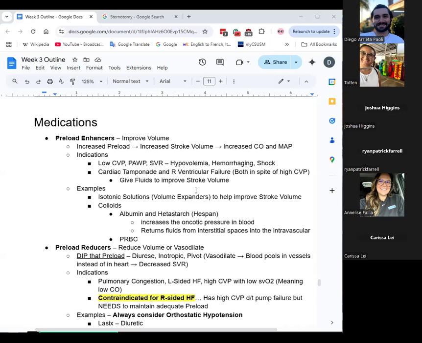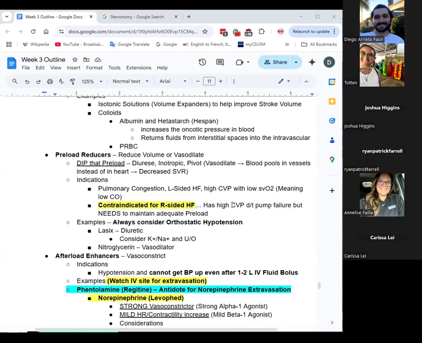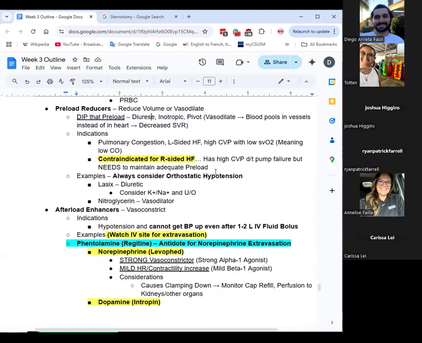We know our preload enhancers. They're essentially just more fluid. Robbins mentioned it too. Robbins is pretty good with his lectures, and a lot of times he's very specific on what he wants. Also, I made my own mnemonic because I didn't know what he meant by park, so I just made my own.